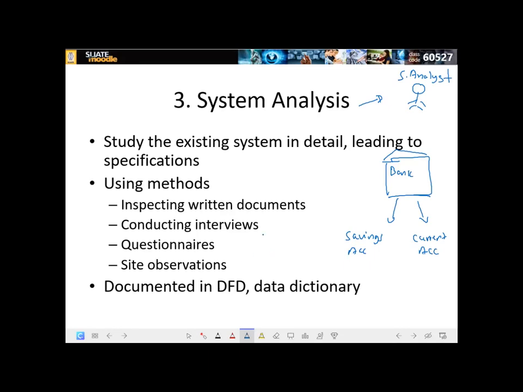Then after that, this person is going to create a document. We call it DTD. Several documents are created, not only DTD. These things are documented in DTD, DFD, data flow diagram.